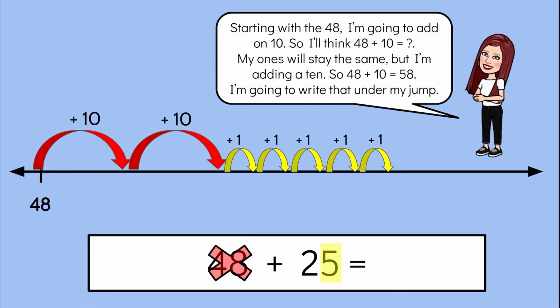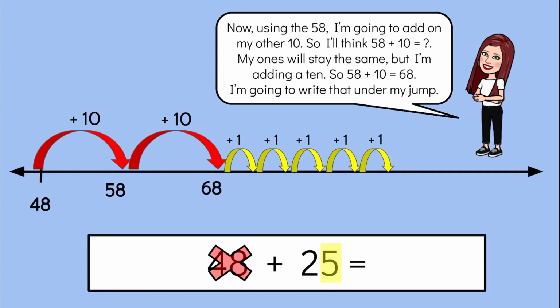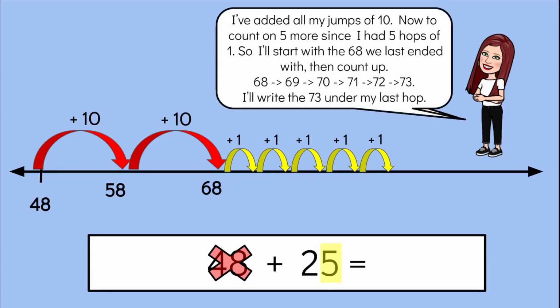So I think 48 plus 10. My ones will stay the same, but I'm adding a 10. So 48 plus 10 becomes 58, or equals 58. So I'm going to write that under my jump of 10. Now, using that 58, I'm going to add on my other 10. So I'll think 58 plus 10, again, my ones will stay the same, but I'm adding a 10. So 58 plus 10 equals 68. I'm going to write that under my jump.